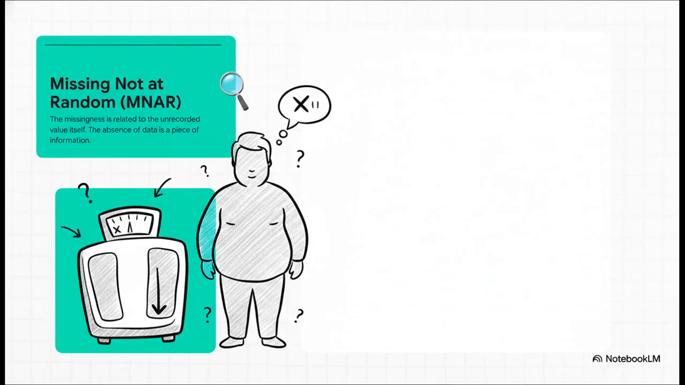And that brings us to the third and definitely the trickiest category. This one's called Missing Not at Random, or MNAR. Now this is where things get really interesting, because here the reason the data is missing is directly related to the value that you're missing. A perfect example is a weight scale that has a max limit, say 400 pounds. So if you see a missing weight value, it might be because that person's actual weight is over 400 pounds. In this case, the fact that the data is missing is actually a piece of information all by itself.